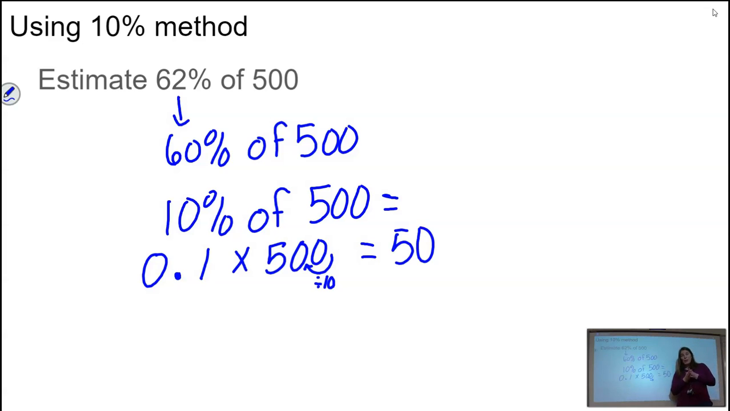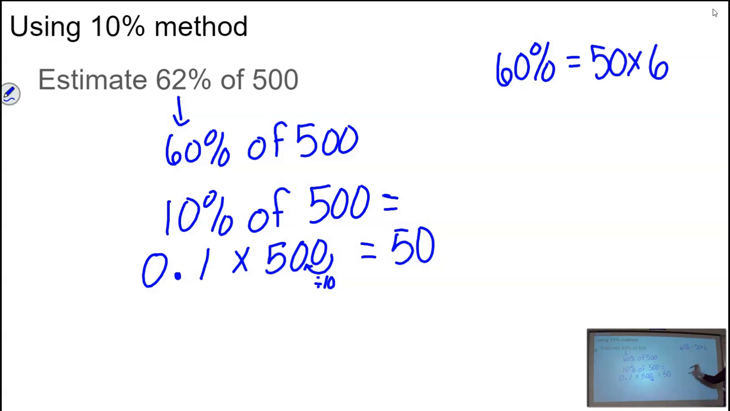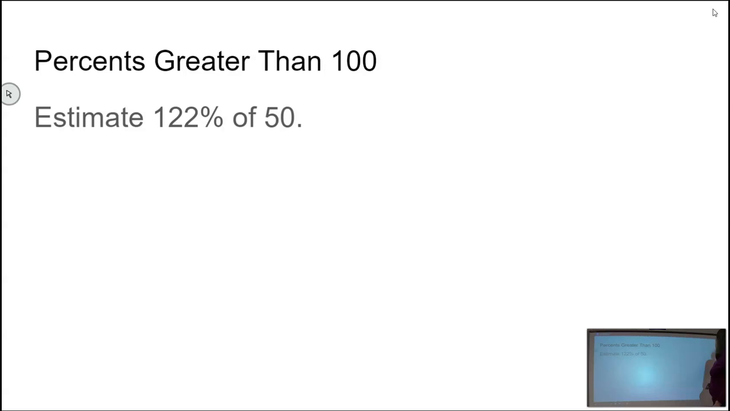Well, if I have 10%, how do I figure out 60%? Well, I need 6 groups of that. So to find 6 groups of that, 60% would be the 50 times 6, right? Because I have 10% is 50, and if I multiply it times 6, I would get 300. So that means the estimate of 62% of 500 is 300. And we had just found out that it was about 310 on the previous one. So my estimate would be 300. Let's go to the next problem.